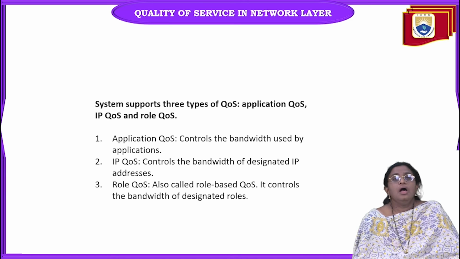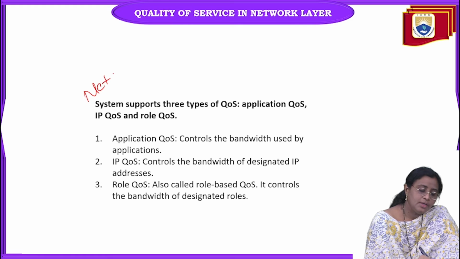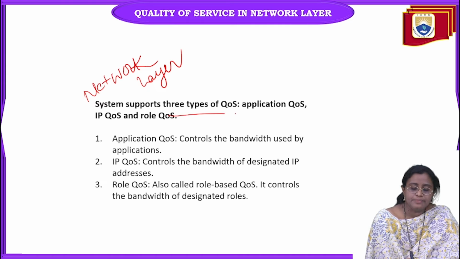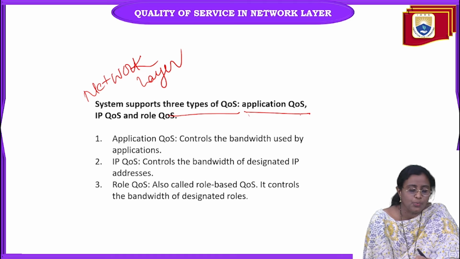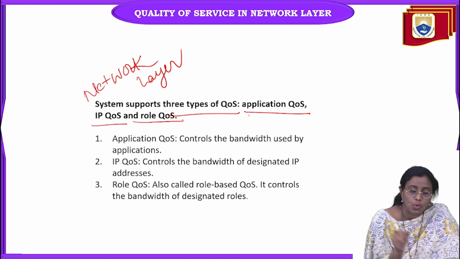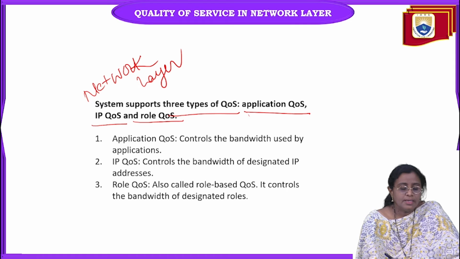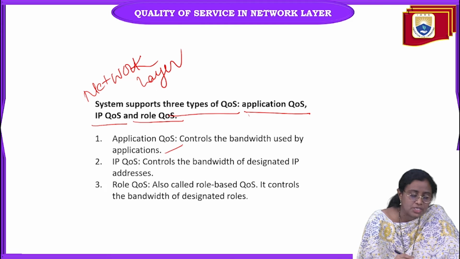And here, our network system, or the network layer, supports three types of QoS. What are the three types of QoS? Application QoS, IP QoS and role QoS. Coming to this, the first type of system-supported QoS is the application QoS.